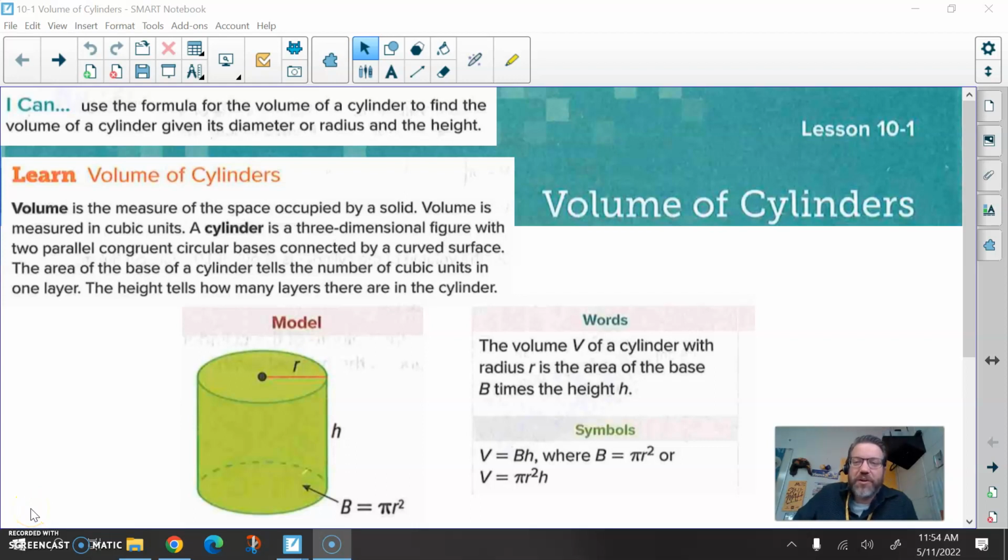Hey everybody, today we're going to talk about how to find the volume of a cylinder. And if you think back to last week when we were working on surface area, those formulas were pretty long. This formula today is a really nice short one. I think you're going to like this.